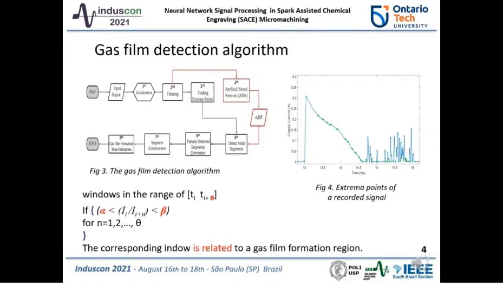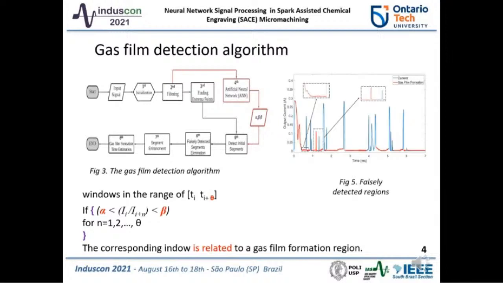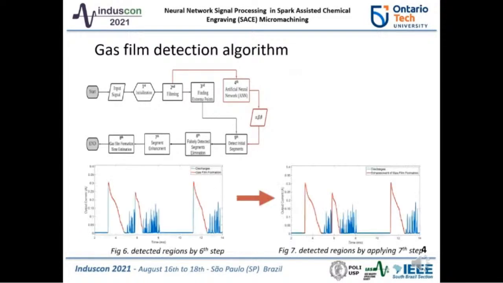The algorithm uses these points and alpha, beta, and theta parameters to detect the gas film formation regions in the fifth step by applying the illustrated condition. Alpha, beta, and theta are specific, which have been estimated in the fourth step by an artificial neural network. Sixth step is for elimination of pulse detected regions in the previous step. Seventh step is for segments enhancement, and the algorithm calculates the gas film formation time in step number 8.